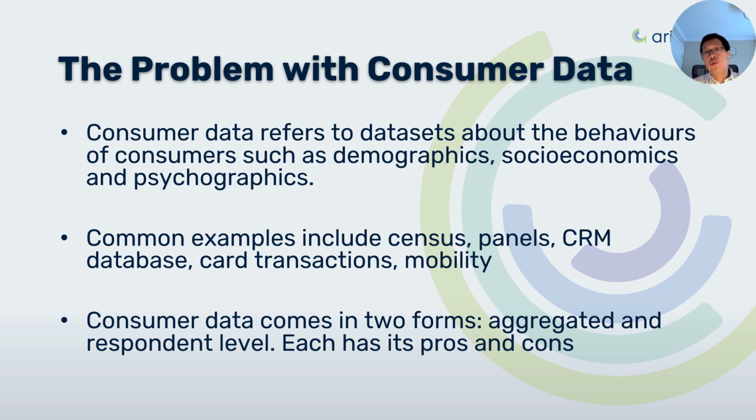Now, common examples of consumer data include things like census, market research panels, CRM databases, card transaction mobility data, and so on. And because it's information about people, it often comes with privacy challenges. So we'll look at two main forms of consumer data, aggregated and respondent level. Each has its pros and cons, both with respect to usability as well as privacy. And we'll look at how we work with both datasets.